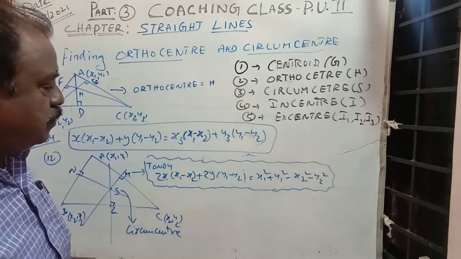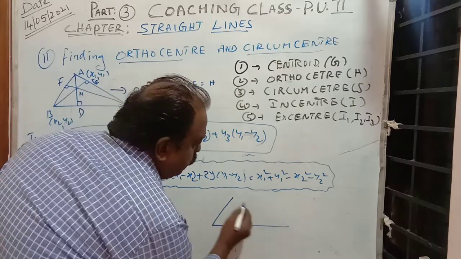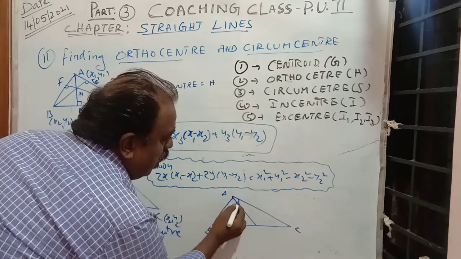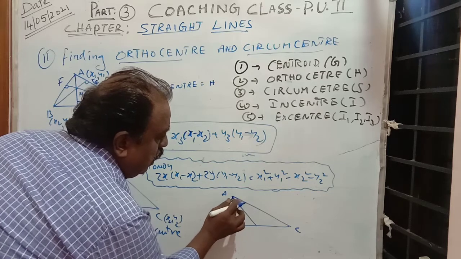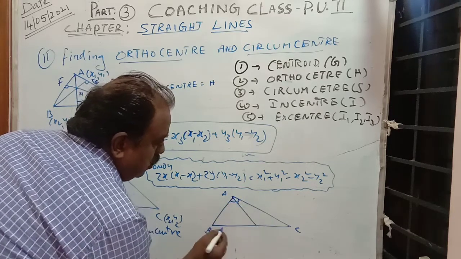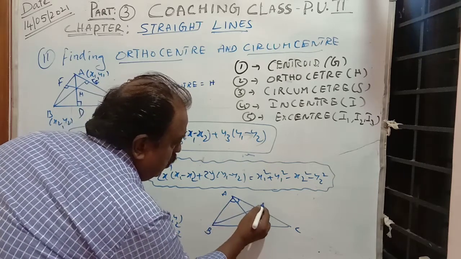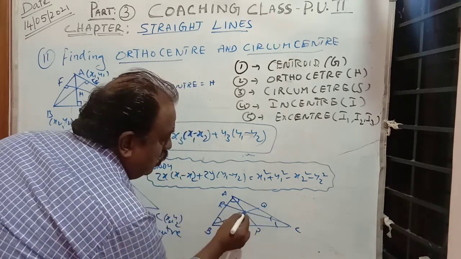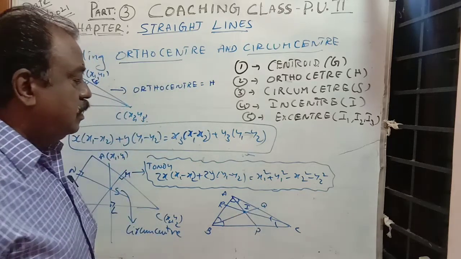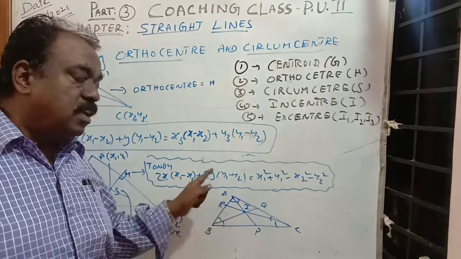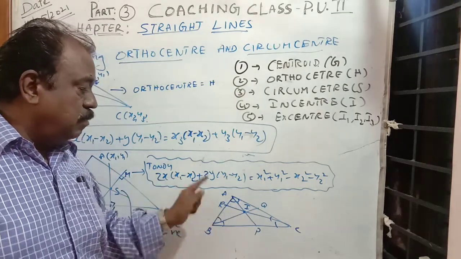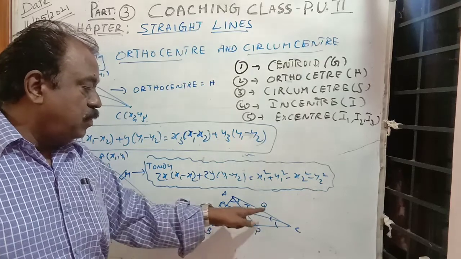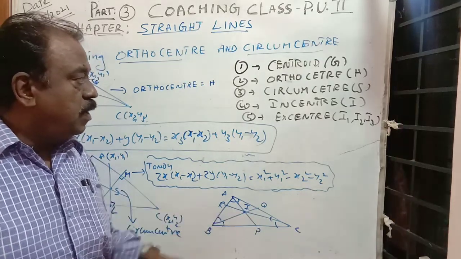The in-center is the point of concurrence of internal angle bisectors. Say AP and BQ are internal angle bisectors. They will meet at one point. That point is called the in-center. So the in-center is the point of concurrence of internal angle bisectors. AP divides angle A into 2 equal parts. CR and BQ are also internal angle bisectors. They meet at one point, that is the in-center.